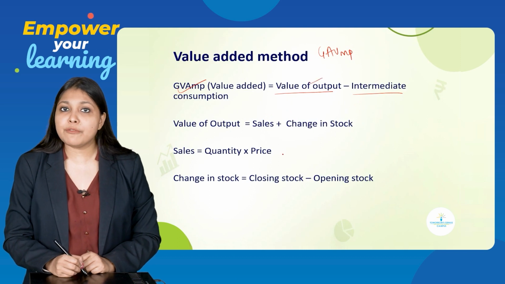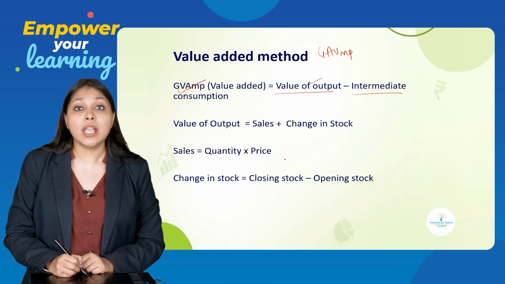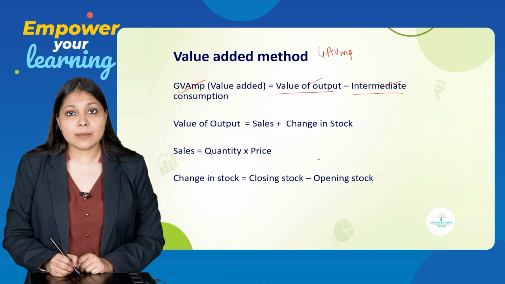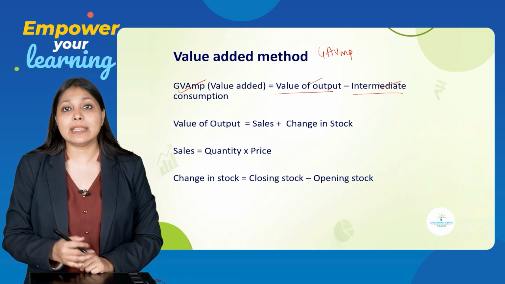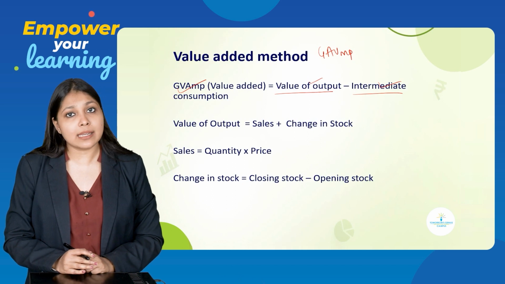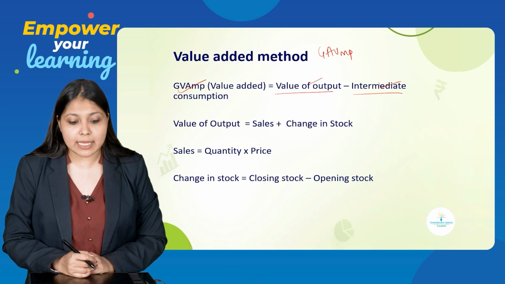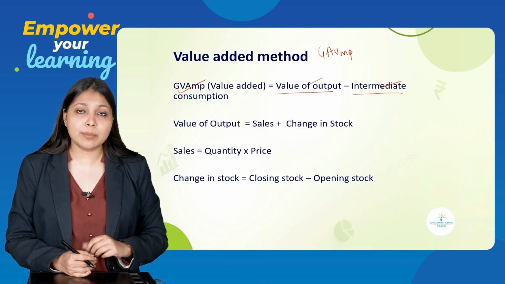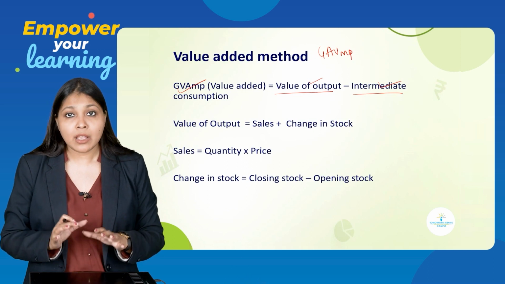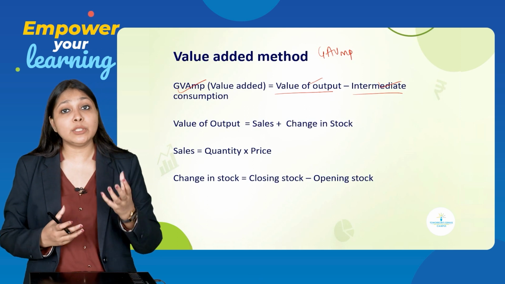We know what is value of output. Value of output is nothing but the total market value at which the commodity is getting sold in the market. We know what is intermediate consumption. All the things like raw material, machinery, equipment, tools are nothing but my intermediate consumption. So that is how the main formula is. Now, there is a possibility that value of output might be given to you in the question directly. In that case, no problem. But what if it is not given to you directly?